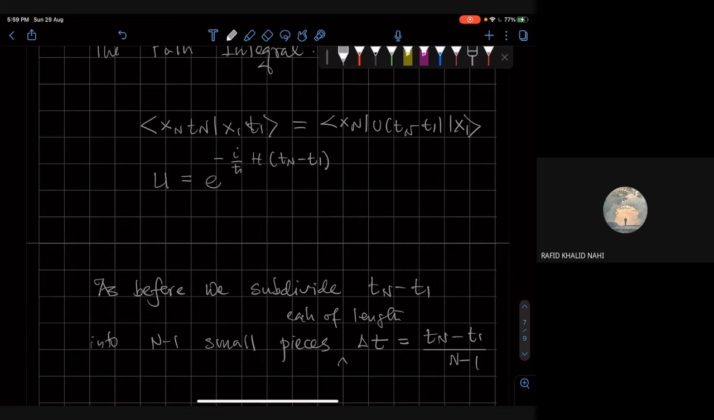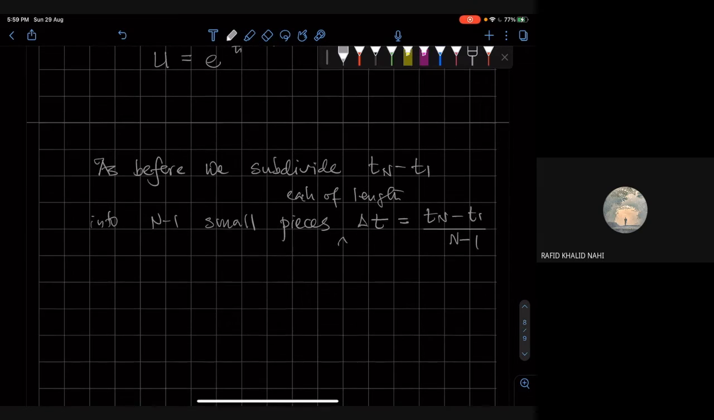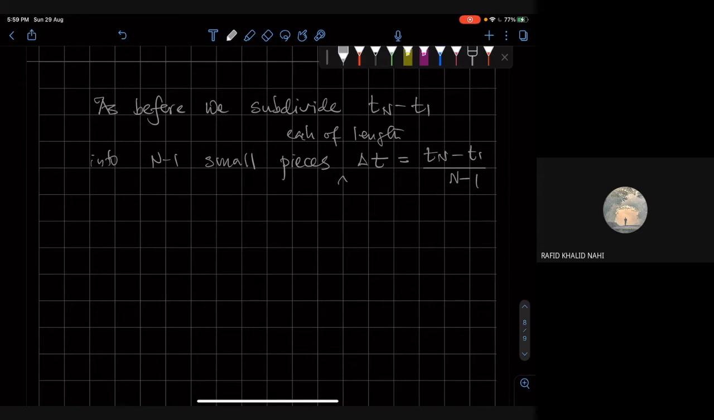Okay, so then what we can do is that we can just insert the decomposition of identity n minus 2 times, and then we will get K(x_n t_n; x_1 t_1) is equal to the integral dx_{n-1} dx_{n-2} ... dx_2.